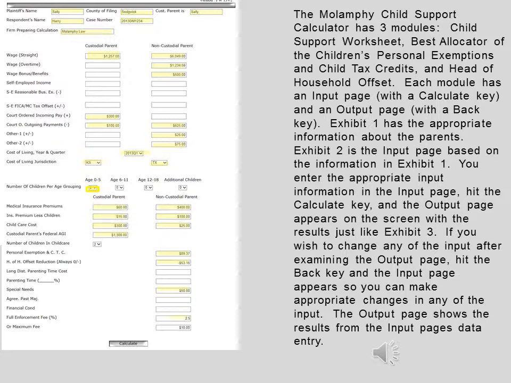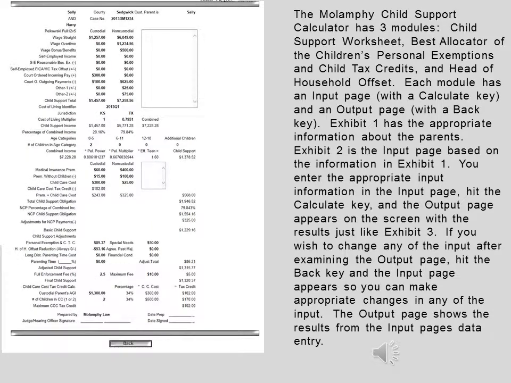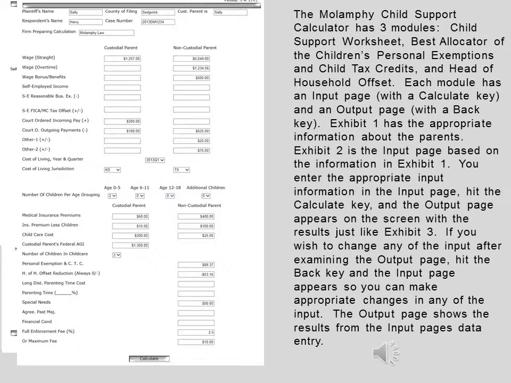You enter the appropriate input information in the input page. Hit the Calculate key, and the output page appears on the screen with the results just like Exhibit 3. If you wish to change any of the input after examining the output page, hit the Back key, and the input page appears so you can make appropriate changes if any of the input. The output page shows the results from the input page's data entry.